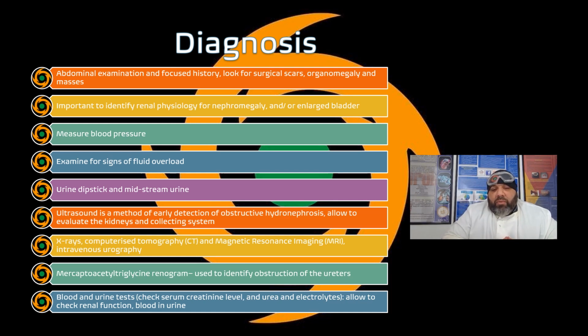Radiology also extends to computerized tomography or CT, and magnetic resonance imaging or MRI, and intravenous urography can also be implemented and can be helpful. Renograms can be useful. Literature has highlighted that the mercaptoacetyl triglycine renogram has been used to identify obstruction of the ureters.